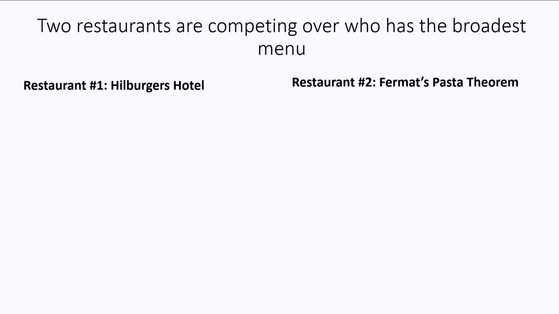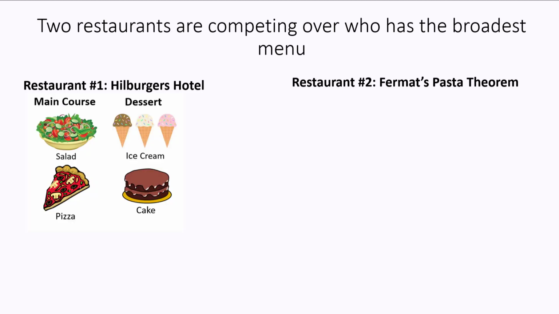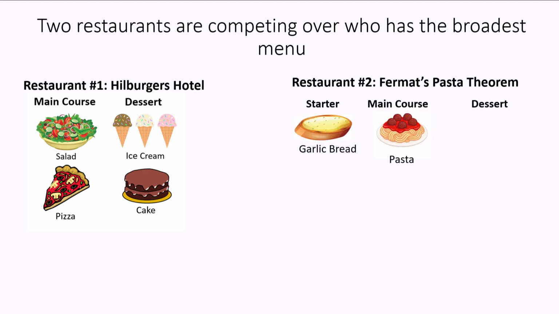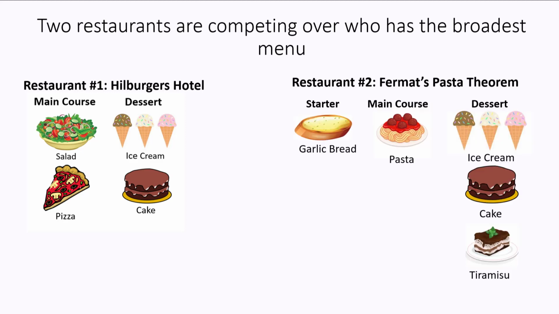Now, Hilberger's Hotel has an infinite amount of things to choose from that they could have put on their menu, but they decided for just main course and dessert. Salad, pizza, ice cream, or cake. And Restaurant 2, not to be outdone, decided to do starter, main course, and dessert. Garlic bread, pasta, of course, and then 3 desserts.